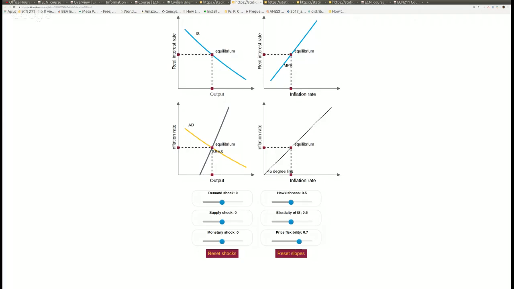So one of the stories why the short-run aggregate supply curve is upward sloping is effectively because prices tend to be sticky. There are many other reasons that this could be the case. This is one of the possible explanations. Now, it's important that this short-run aggregate supply curve is upward sloping.